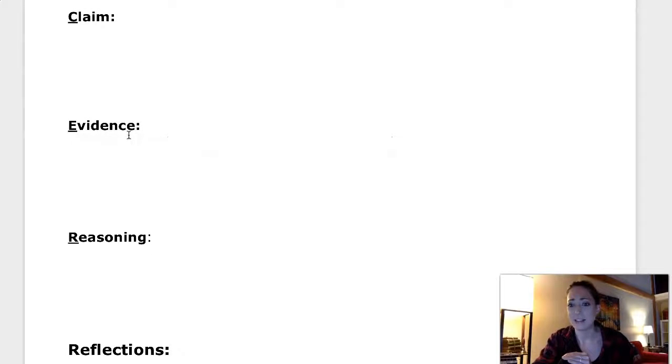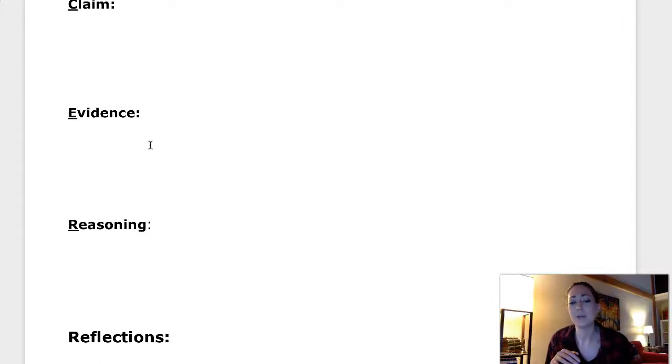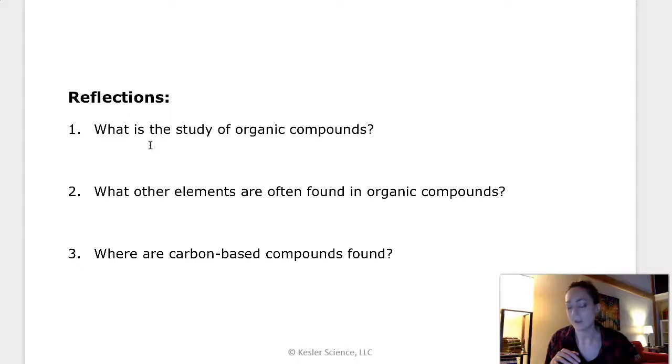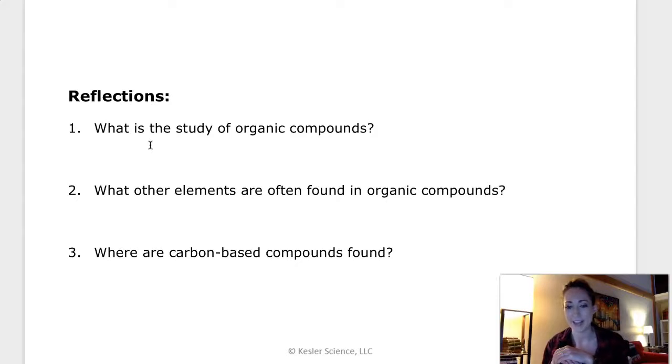And then the evidence. This is the prove it. What in the lab proved our claim? And then the reasoning. The kindergartner comes up to you and goes, but why? Why does your little bead and pipe cleaner thing show that inorganic compounds don't have carbon in them? Why? Okay, so give me your reasoning. And then you've got a few reflection questions here at the end too.